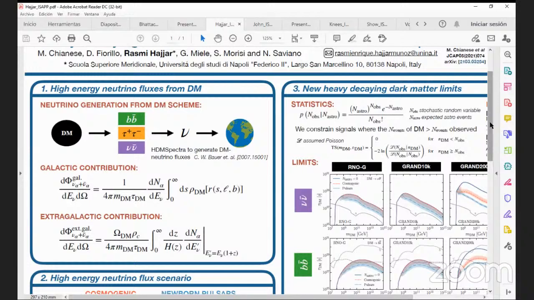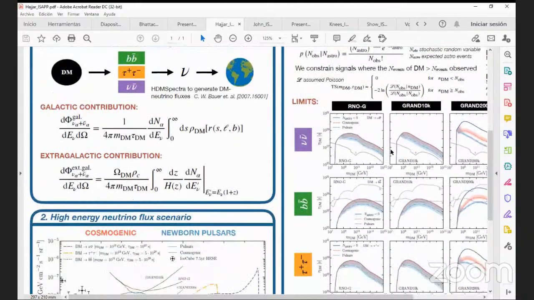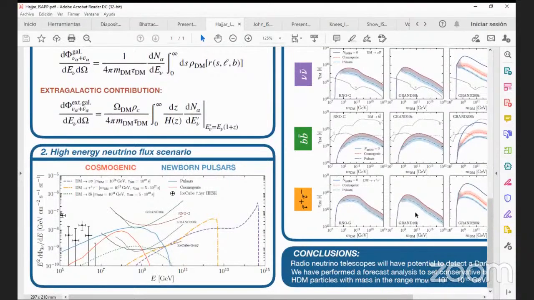So this is the dark matter fluxes that we will obtain. This is the way in which we obtain the dark matter fluxes. If we move now to the second panel, in which we will see the high energy neutrino flux scenario, we can see that we have shown here three different fluxes, one for each channel, for a particular benchmark scenario, that we obtain from the dark matter, just to see the shape.